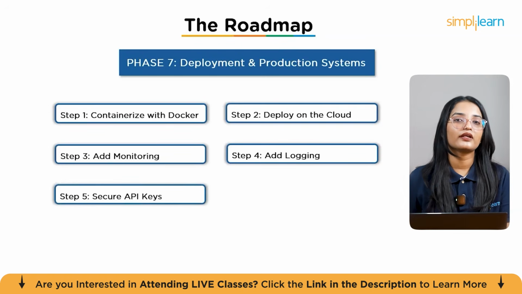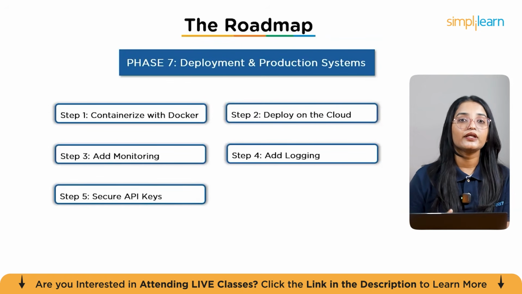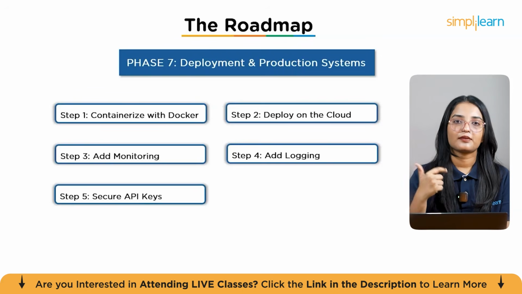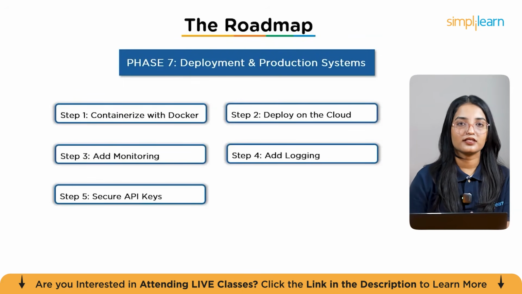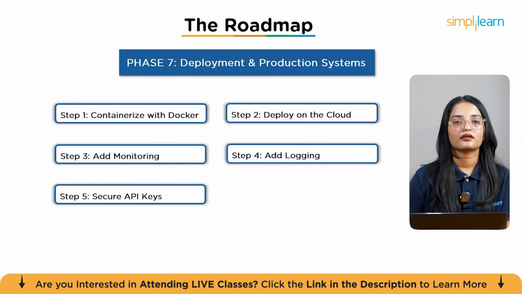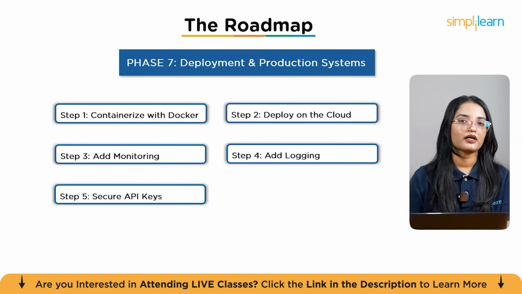Next step is securing API keys. Agent systems depend heavily on APIs: OpenAI keys, database credentials, third-party integration. If those keys are exposed, your system can be misused or attacked. In production, keys must never be hard-coded. These should be stored securely and managed through environment variables or secret managers. At this stage, security becomes serious.